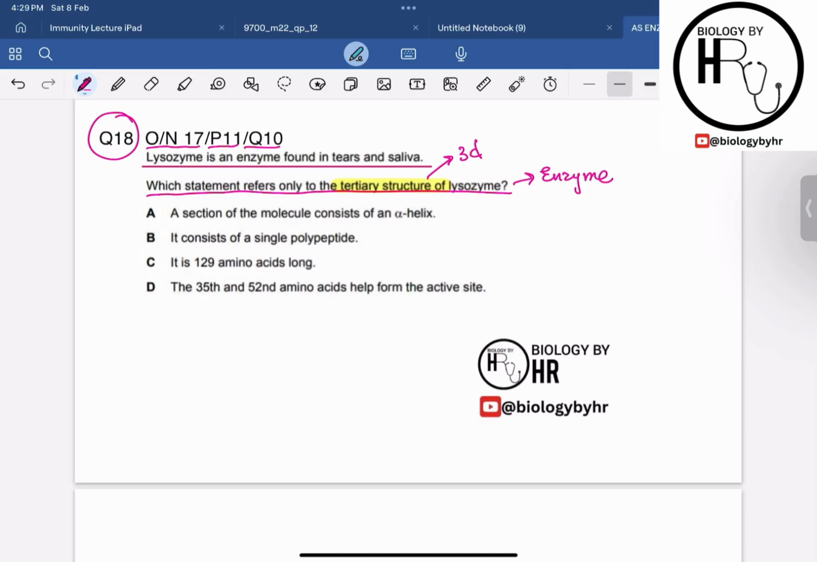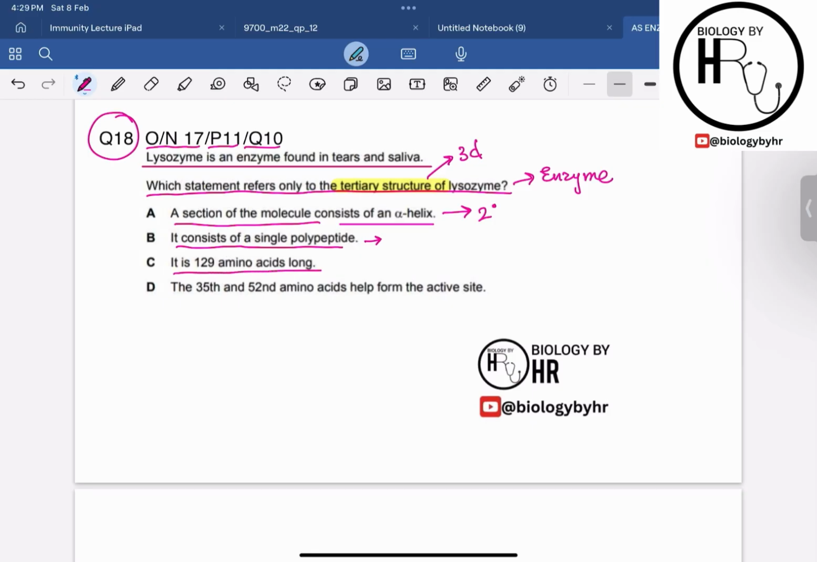A section of molecule consists of an alpha helix. Alright, so if I talk about the alpha helix and the beta helix structure, it represents the secondary structure of the enzyme, right? It consists of a single polypeptide chain. We know that in the quaternary structure there is more than one polypeptide chain, right? So it may be representing the primary, secondary or tertiary structure, but it is not representing the quaternary structure obviously. But let's look at this option again once we read all the other options.